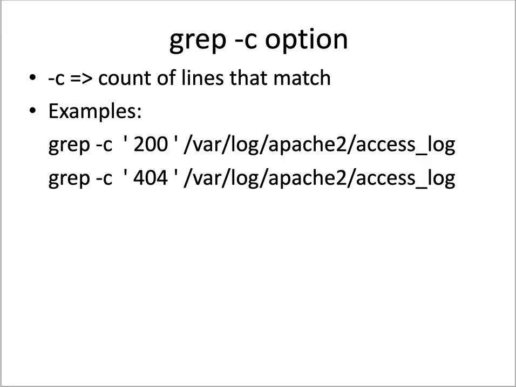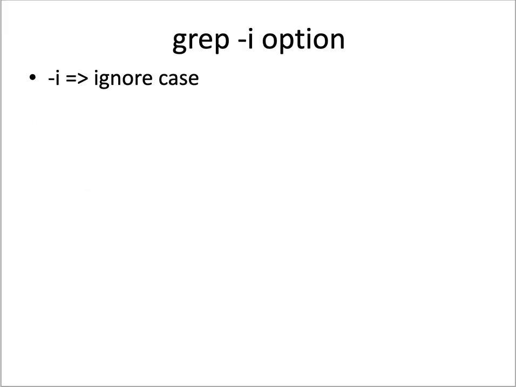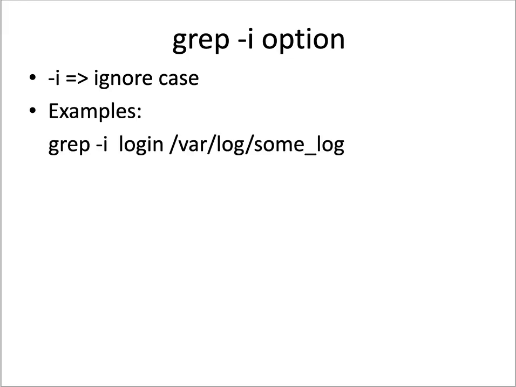Another option that you use quite a bit is the -i, which means ignore case. So an example of that would be this. I want to look in some log, and I want to look for the word login, but I don't care what the case is. So if it's all capital LOGIN, it'll find it. If it's all lowercase login, it'll find it. If it's capital L, lowercase OGIN, it will find that as well. So there are many times that you might want to ignore the case.